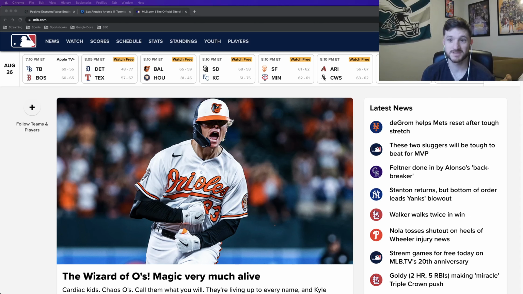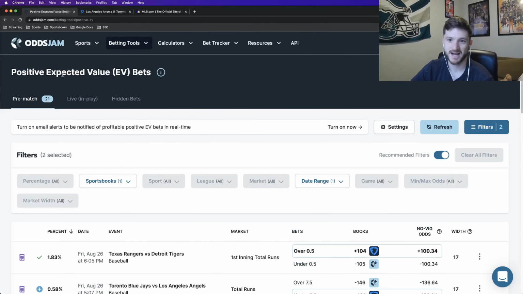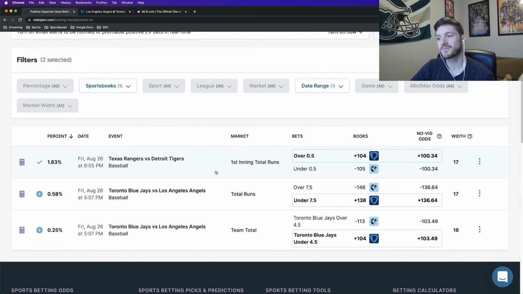So for this one specifically, we're just going to be going through the OddsJam positive EV page, locking in a mathematically profitable parlay. Of course, everything starts using OddsJam, using the positive expected value page, finding betting opportunities in which we hold the edge over the sportsbook, which is exactly what I have here. So I have a two-leg parlay, both bets obviously placed on FanDuel.